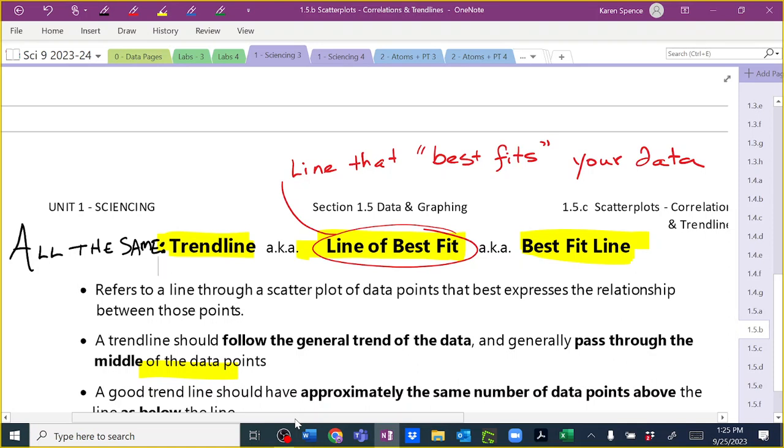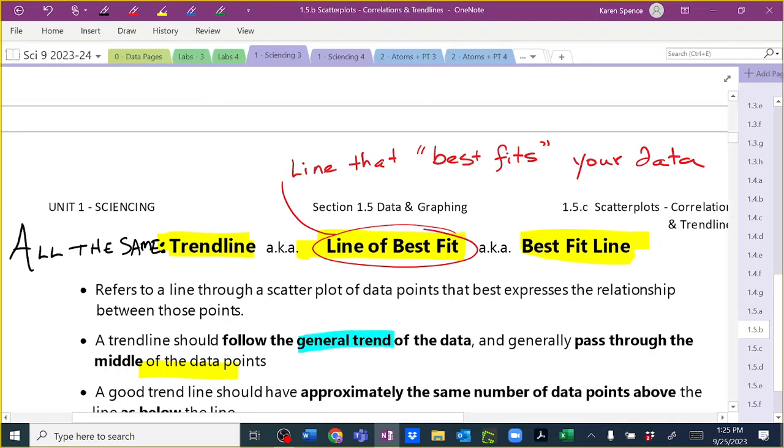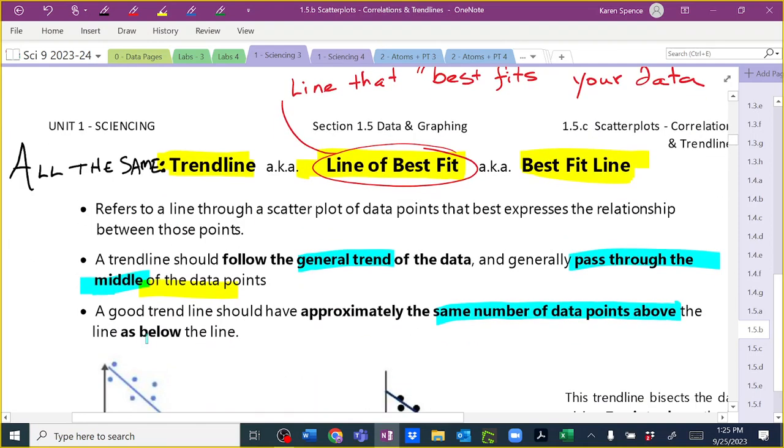And there's nothing new on this page. It just sort of summarizes what we've already said. It's a line you draw on a scatter plot. It should follow the general trend of the data. And it should pass through the middle of the data points. And you'll have approximately the same number of data points above as below.